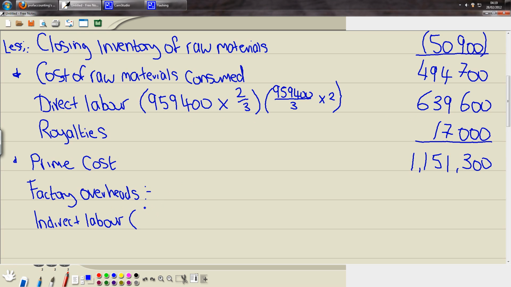But the true, typical way is doing this, and it's 1/3. 1/3 is indirect, so you work that out, or you can do the same way. I'm not going to write it again, it just takes too long. But it's 1/3 of the total value. What's that? 3 into 959,400. It's going to be 319,800. So just look at my layout.